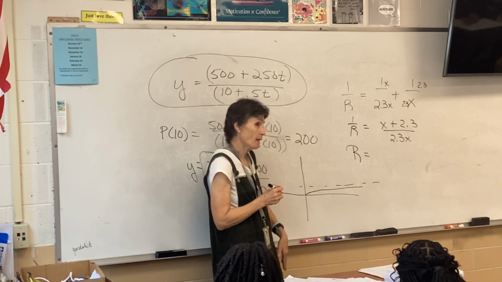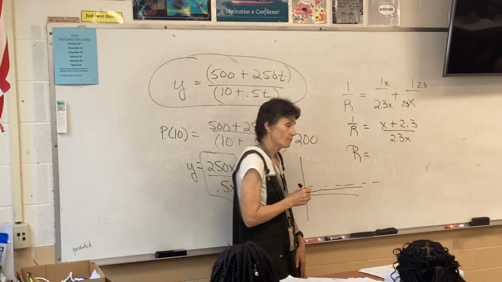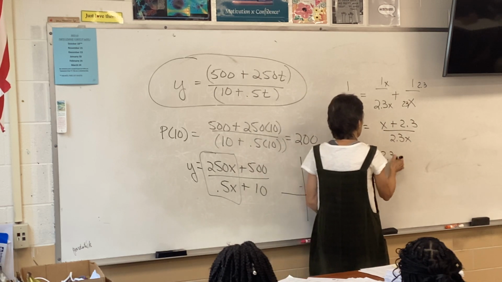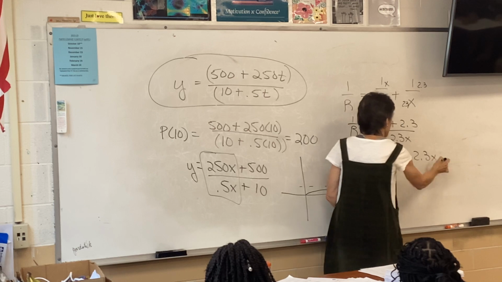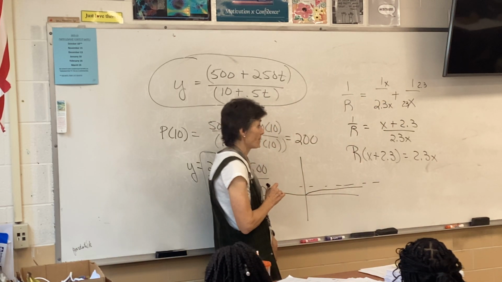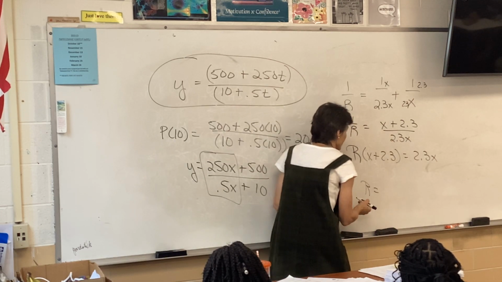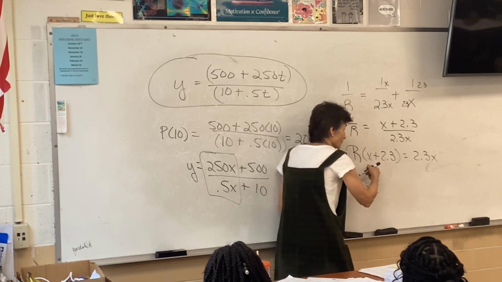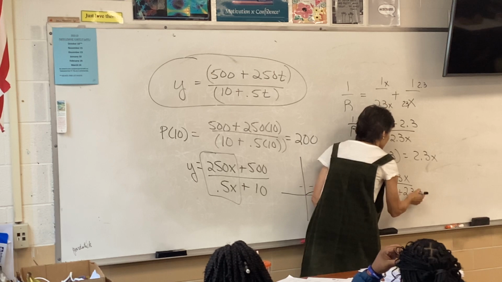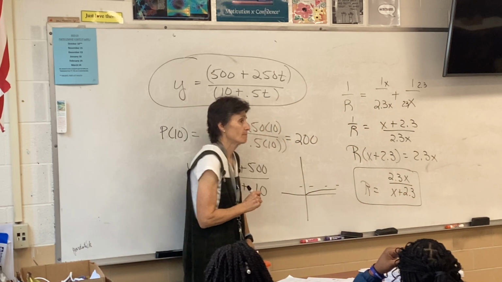Now can I cross multiply? Do I have a fraction equal to a fraction now? Yeah. So r times x plus 2.3 equals 2.3x. And if I want to get r by itself, I'll just divide by that. So 2.3x over x plus 2.3. There is r in terms of x.